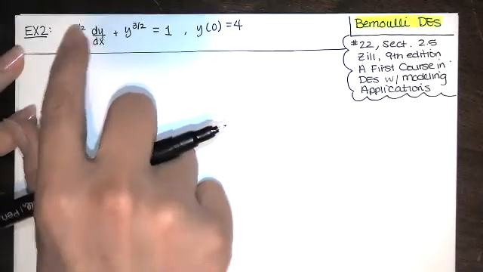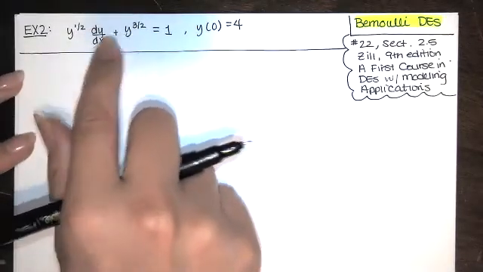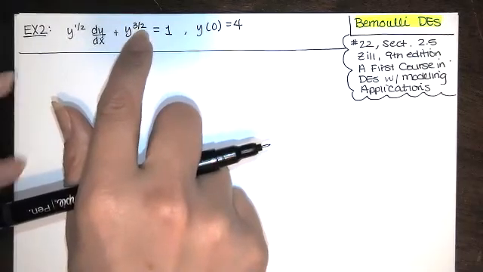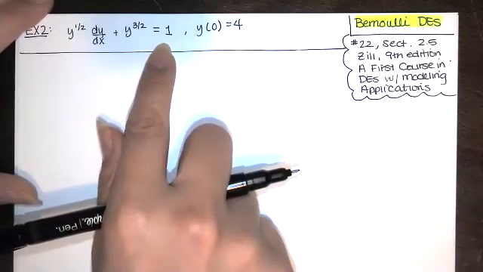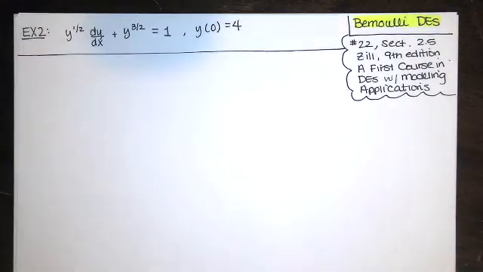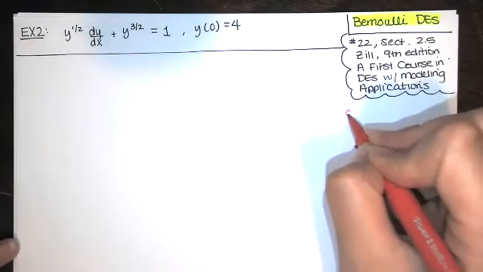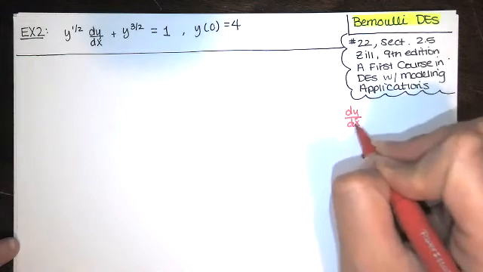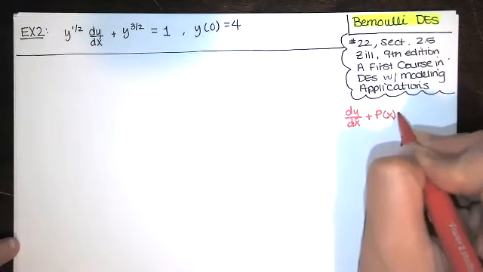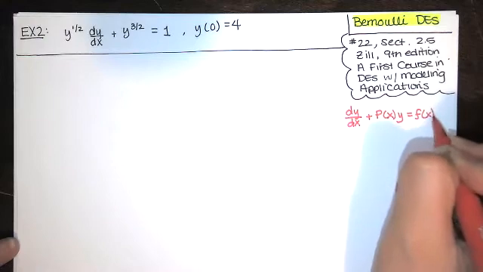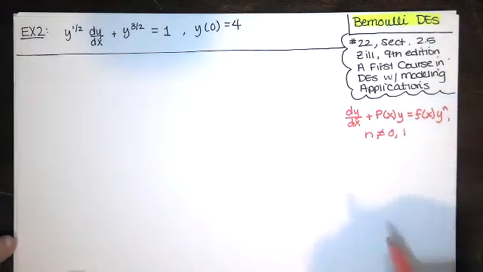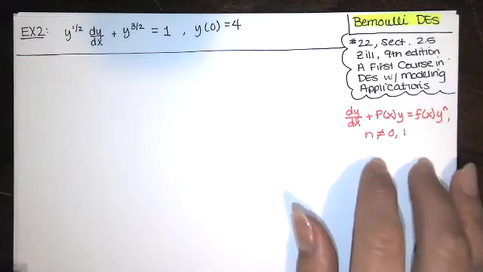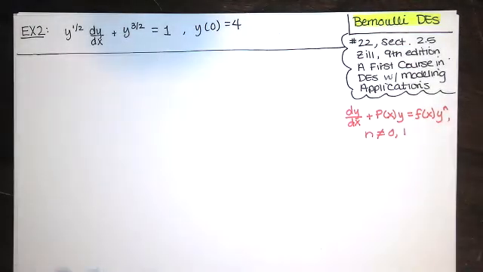Notice that you have a coefficient involving y multiplying the derivative, and you also have this y to the 3/2 power over here. So on the surface, you might think that this isn't a Bernoulli differential equation, but remember what Bernoulli differential equations look like. If the differential equation can be written in this form, dy/dx plus a function of x times y equals a function of x times y to the nth power, where n is not equal to 0 or 1, then the equation is a Bernoulli equation.